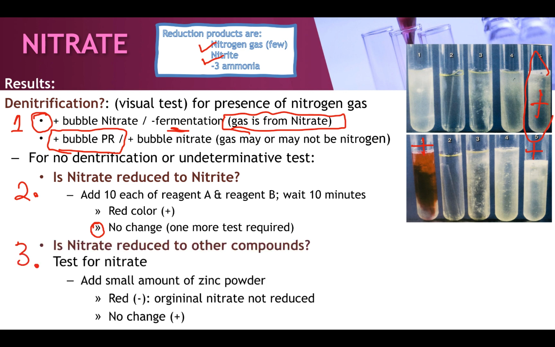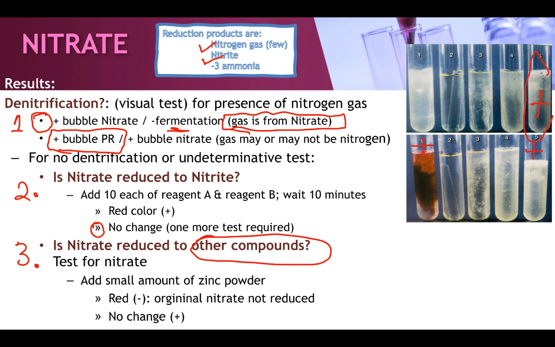Is the nitrate reduced to other compounds? Now, we have checked for nitrogen gas, we have checked for nitrite, but another consideration is that the organism used the nitrate and just didn't turn it into nitrogen gas or nitrite. So how do we determine if the organism used the nitrate? Well, let's think about it. How would you determine if your kid ate the broccoli off of their plate? You would look for the broccoli. If the broccoli is there, then they did not eat the broccoli. But if the broccoli is not there, then they used it.